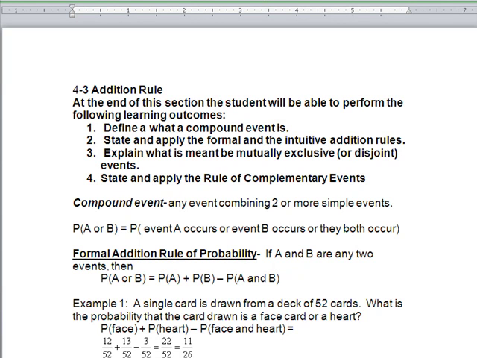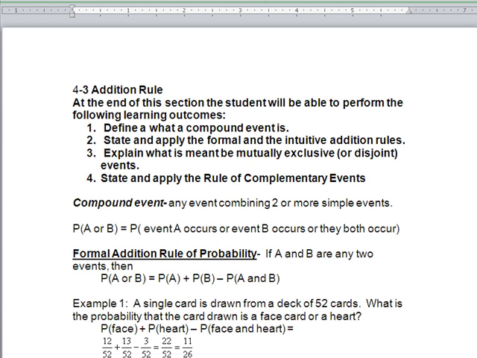Today we're taking a look at section 4-3 on the addition rule. At the end of this section you should be able to do the following. You should be able to define what a compound event is. You should be able to state and apply the formal and intuitive addition rules.